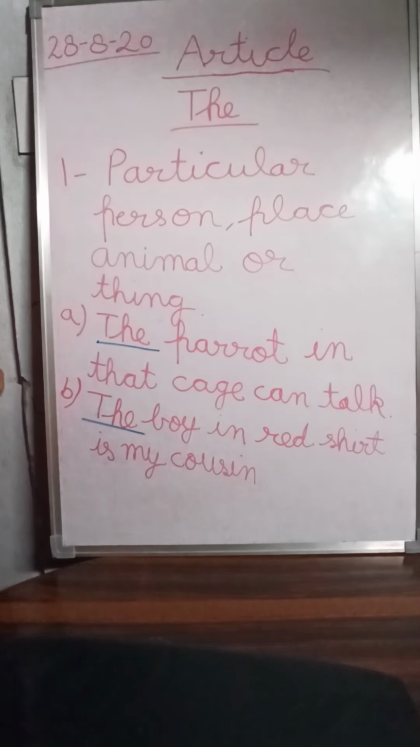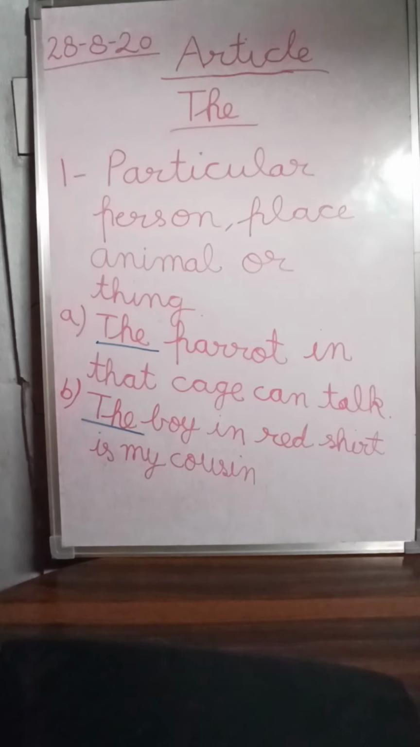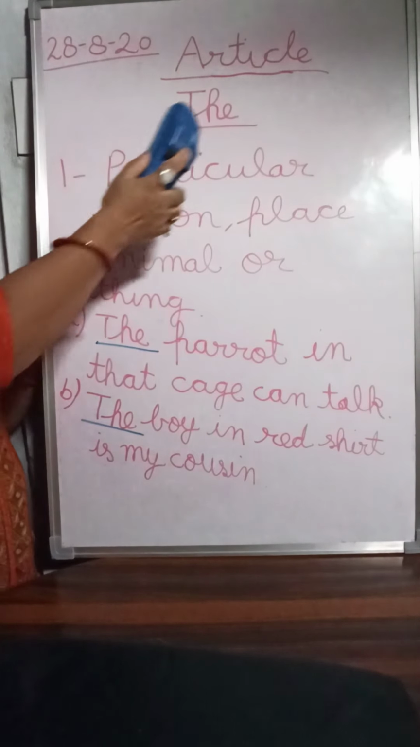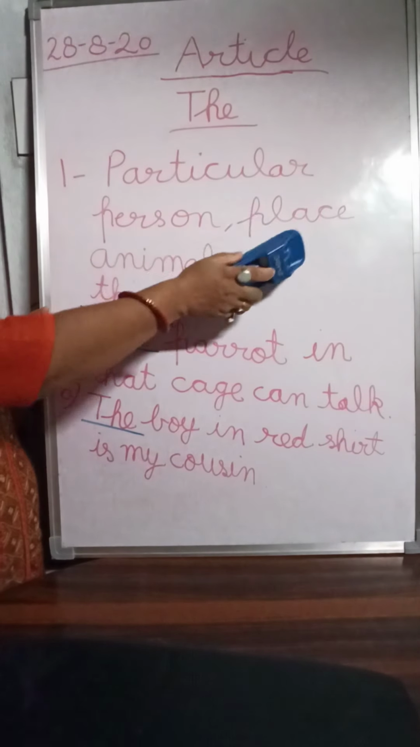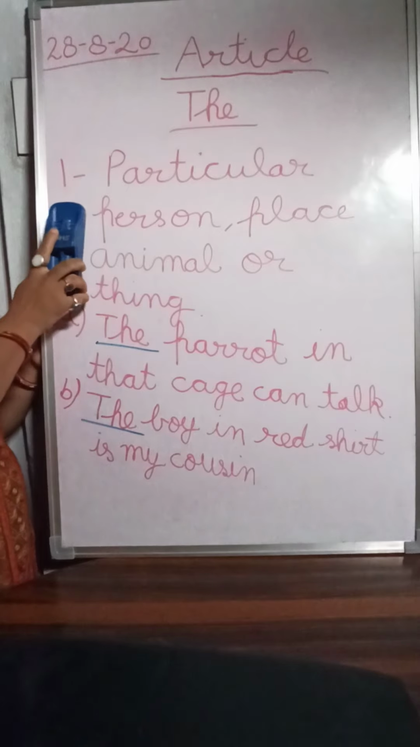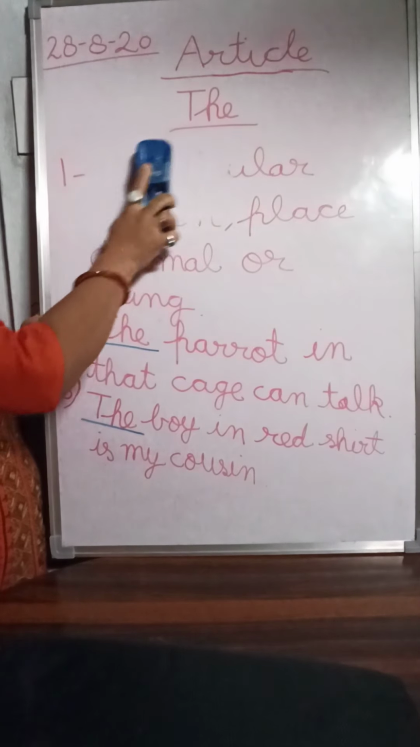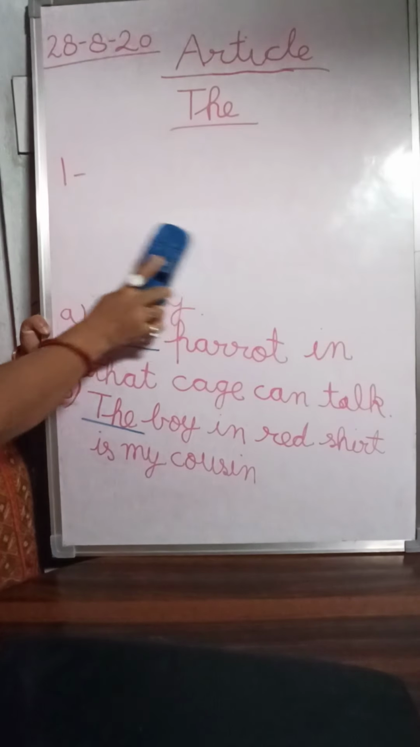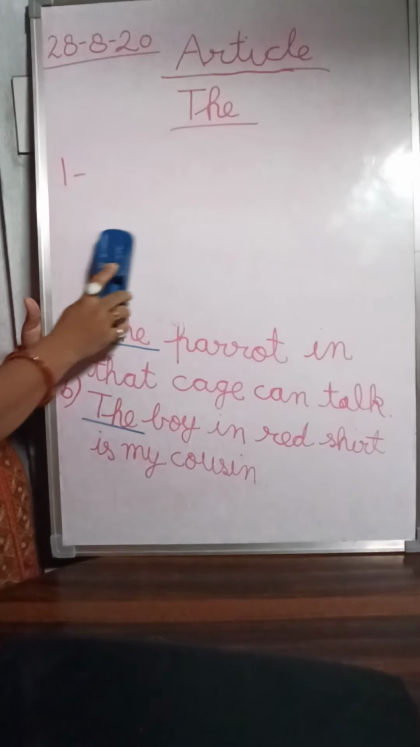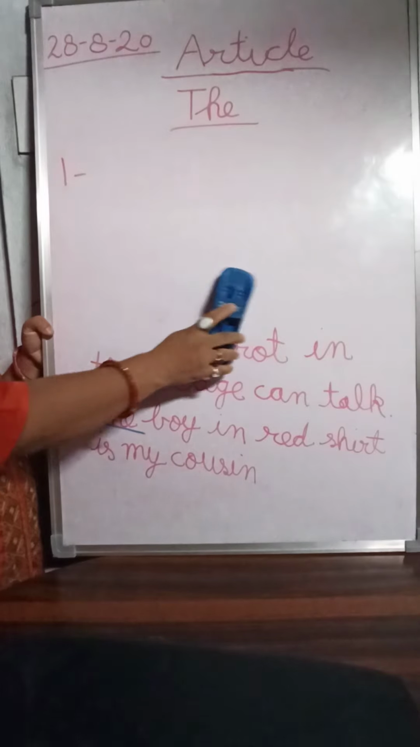The boy in red shirt is my cousin. I hope this is clear to you. Now we move on to second condition. First condition क्या थी friends? कि हम the word का यूज करेंगे अगर हम किसी particular person, place, animal और thing के बारे में बात कर रहे हैं. Okay? Now you can pause the screen and note it down all the examples. Or you can take a screenshot of this.